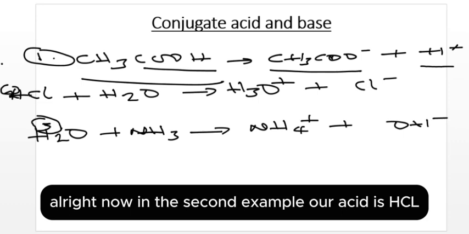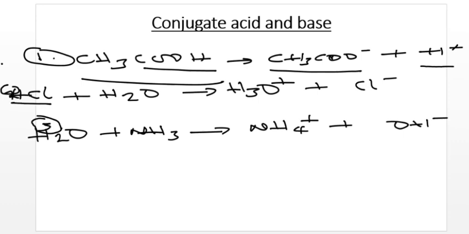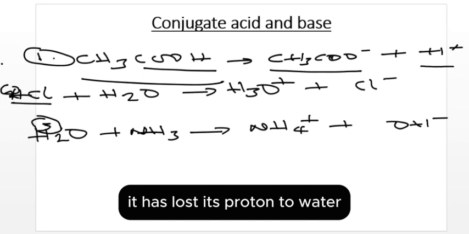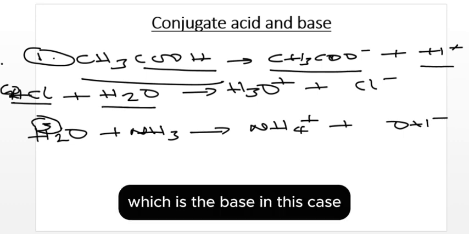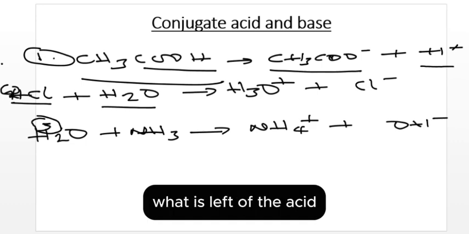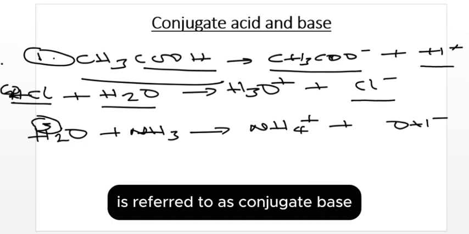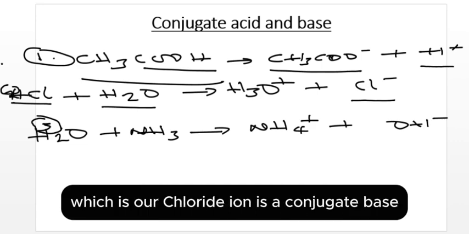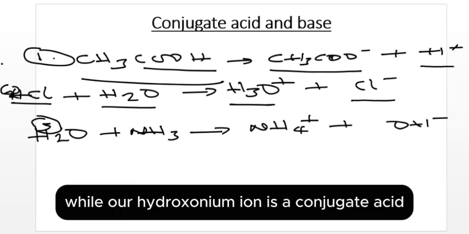All right. Now, in the second example, our acid is HCl. It has lost its proton to water, which is the base in this case. So when an acid has lost its proton, what is left of the acid is referred to as the conjugate base. So Cl minus, which is our chloride ion, is a conjugate base, while our hydronium ion is our conjugate acid.